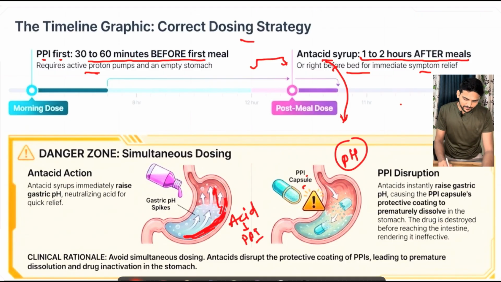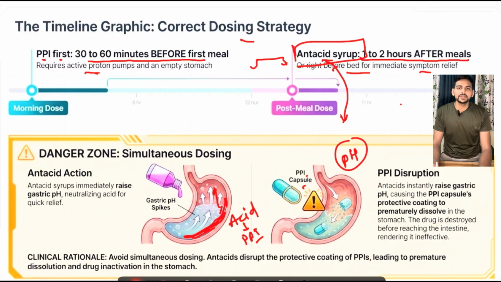So just remember, don't prescribe both of these together because it will inhibit the activation of PPIs. Also, it will act as a barrier for the action of PPIs. So both of these should be separated, and these antacid syrups are for rapid relief.